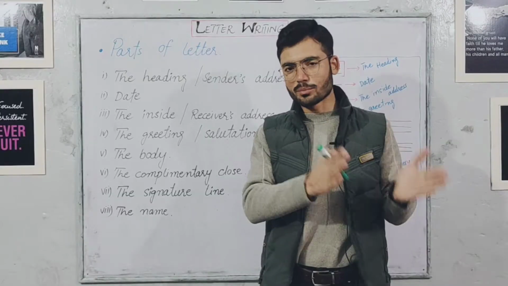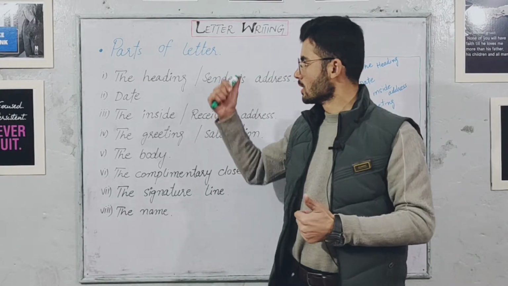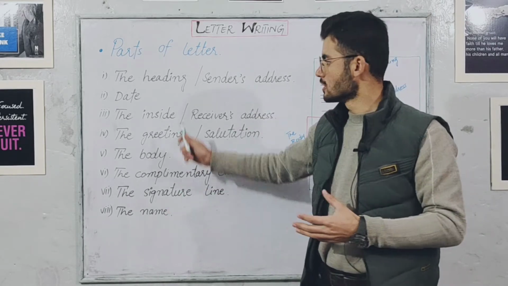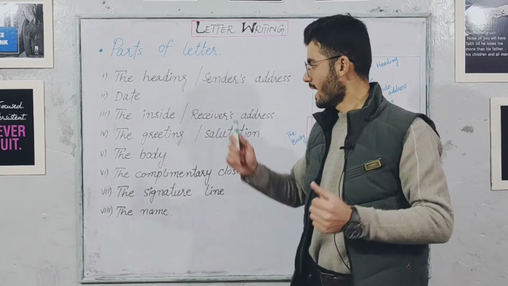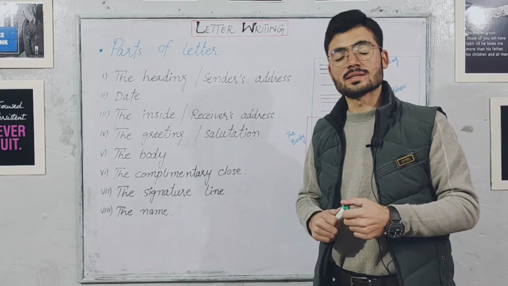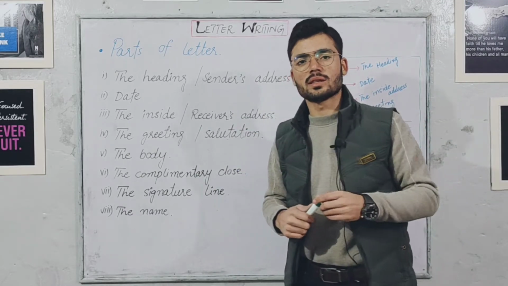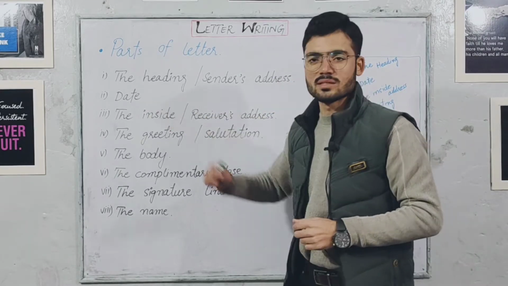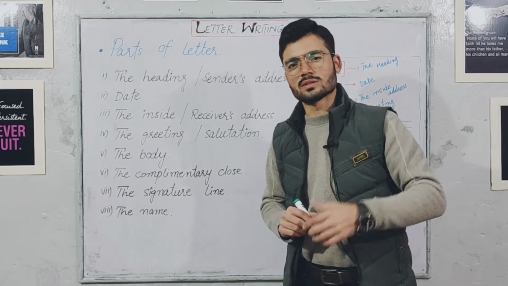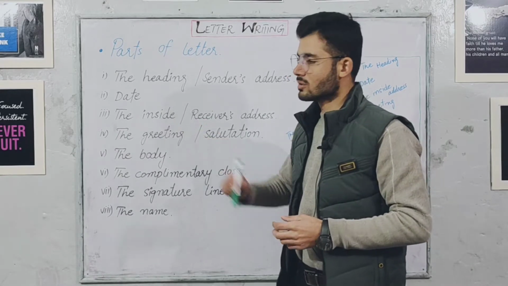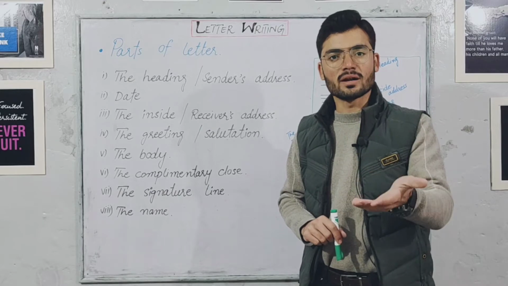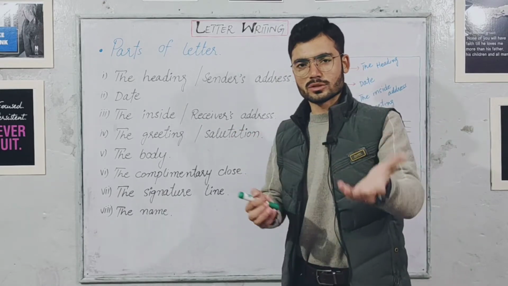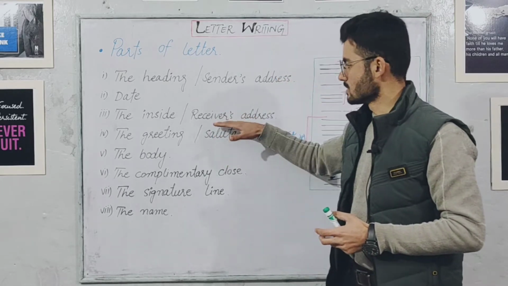After the types and formats of letters, we are heading to the parts of letters. So we have different parts of letters. The first one is the heading, or you can name it the sender's address. Whoever is sending the letter will write his own address. The second thing is the date on which he is sending the letter. And then the third part is the inside address or the receiver's address. To whom you are sending, the person who is receiving your letter, that person's address.